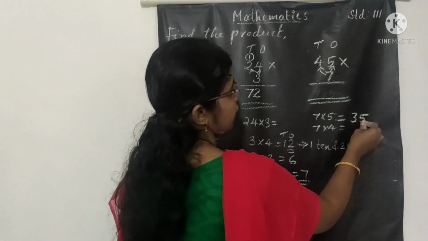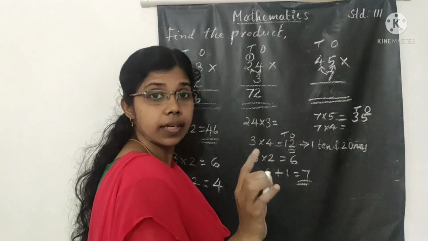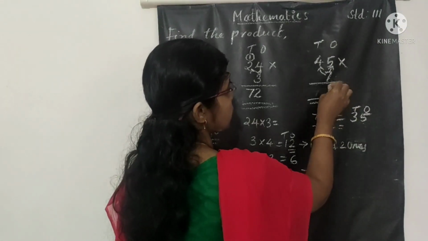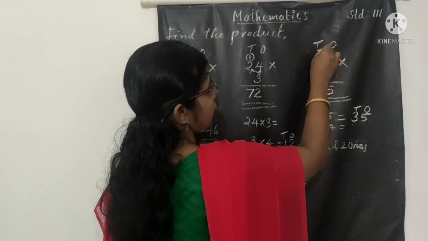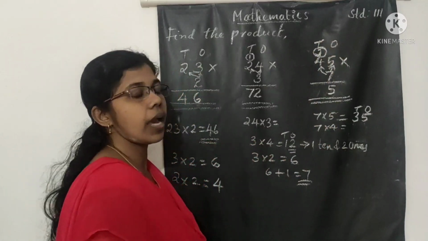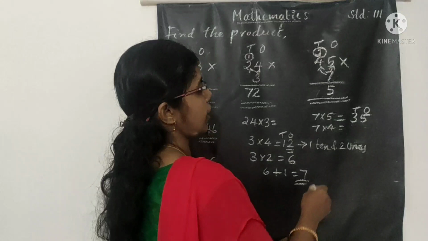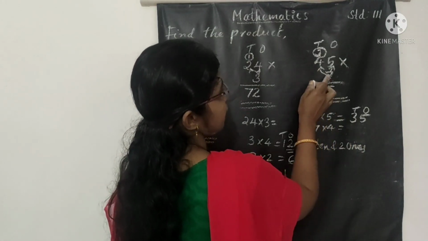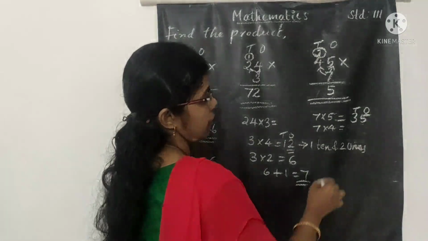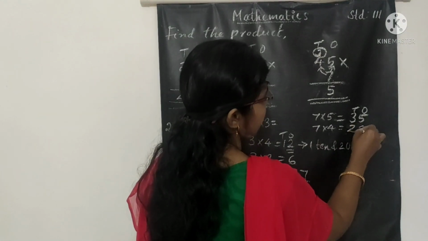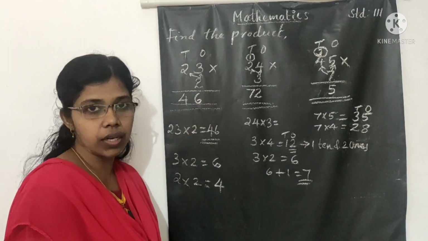Then here 5 ones and 3 tens. That 5 ones goes where? In the ones place. This 3 is carried over to the tens place. Pretty clear? Yes. Then next multiply this 7 with the 4. 7 fours are 28.